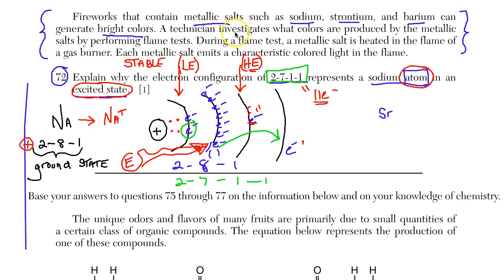Okay, a technician investigates what colors are produced by metallic salts performing flame tests. You may have done this in a lab. During a flame test, the metallic salt is heated in the flame of a gas burner. Each metallic salt emits a characteristic colored light. So question number 73 states, explain in terms of electrons.